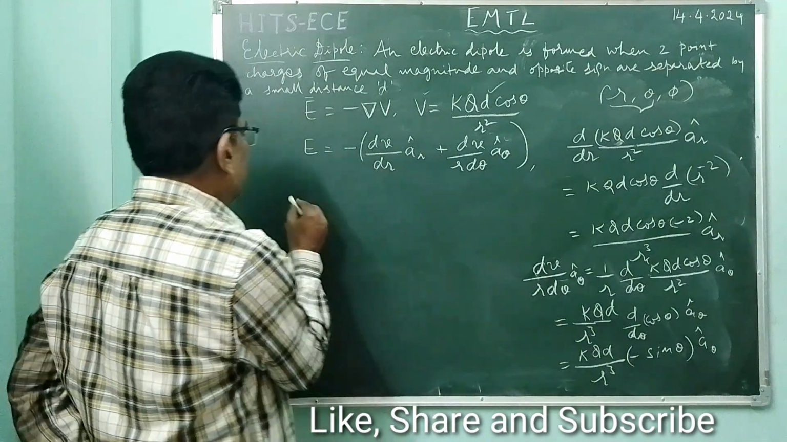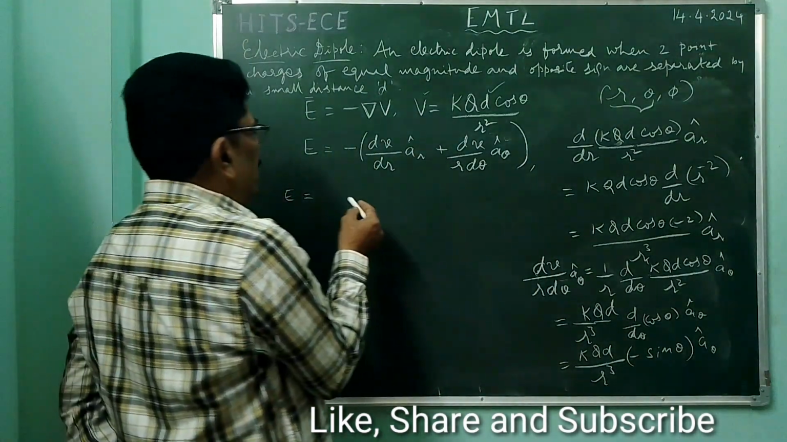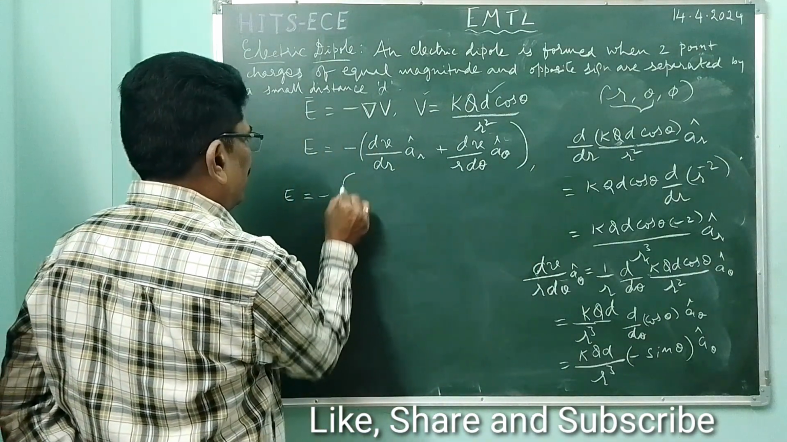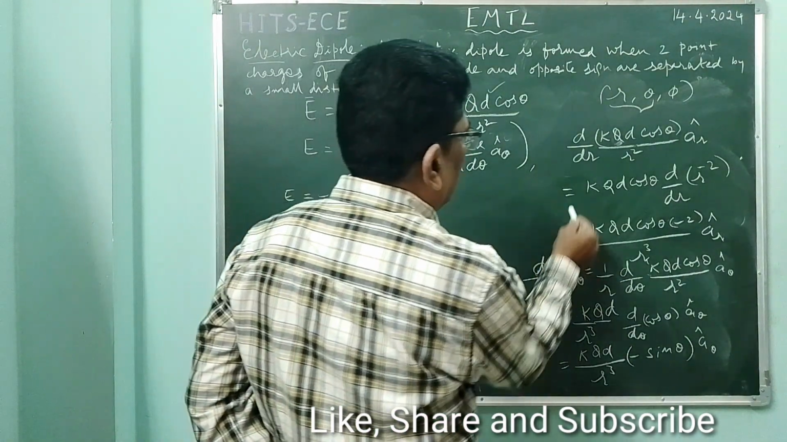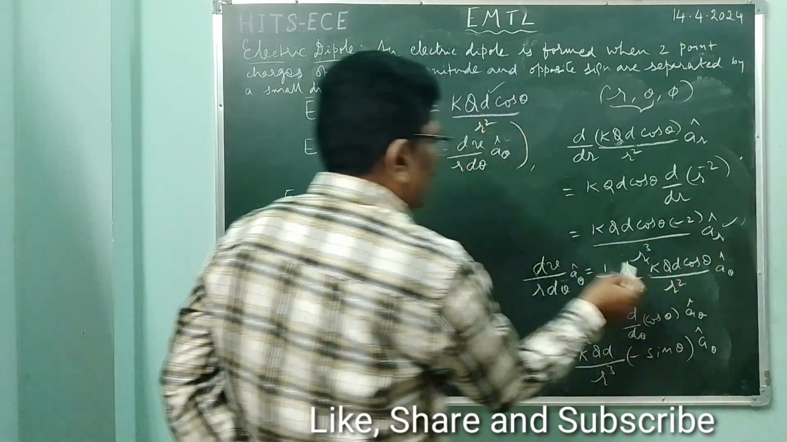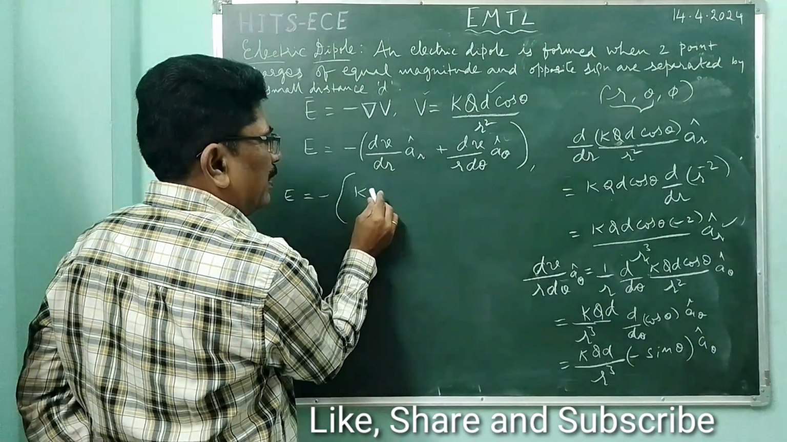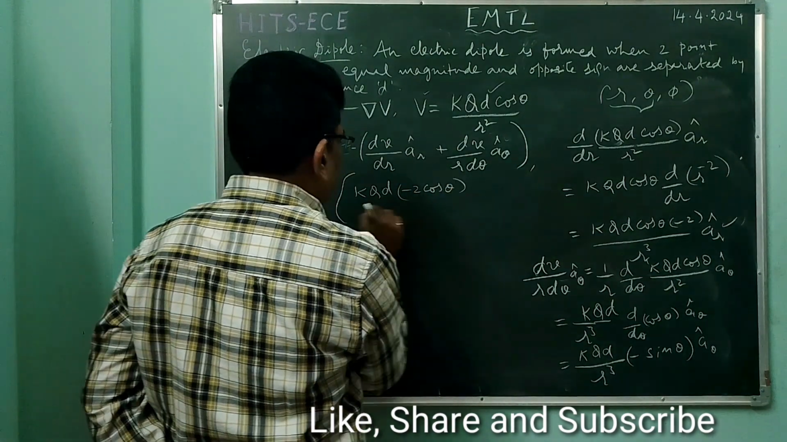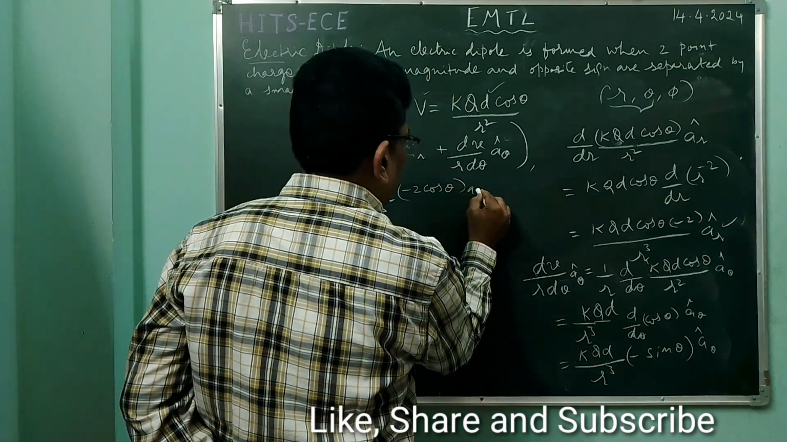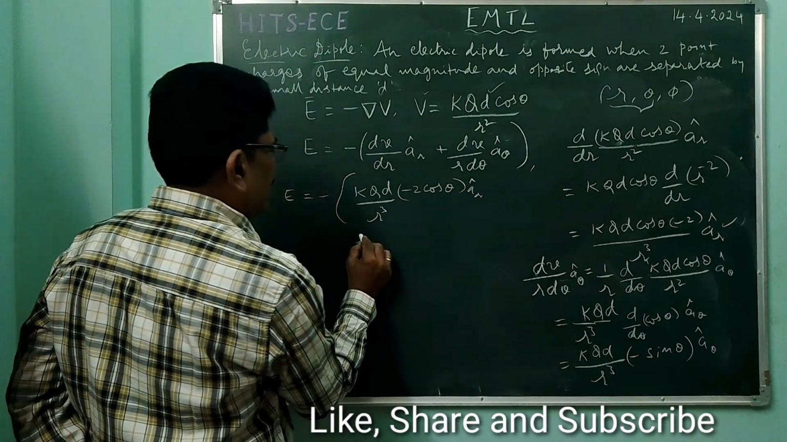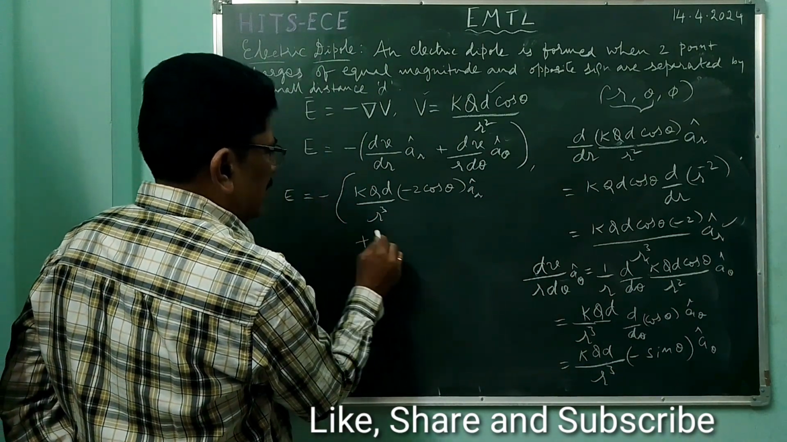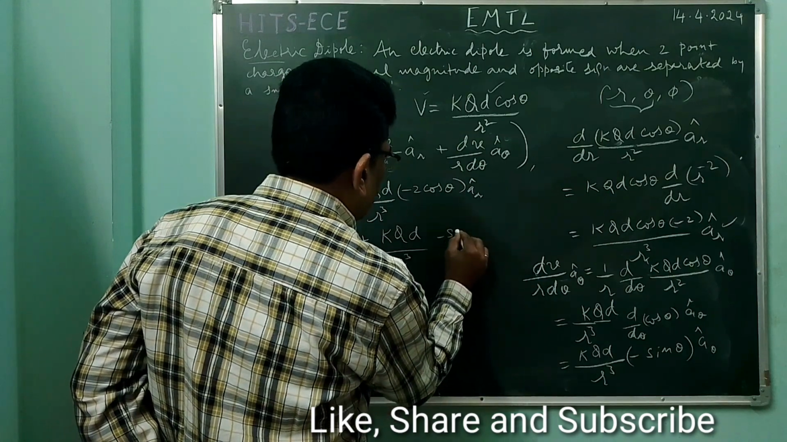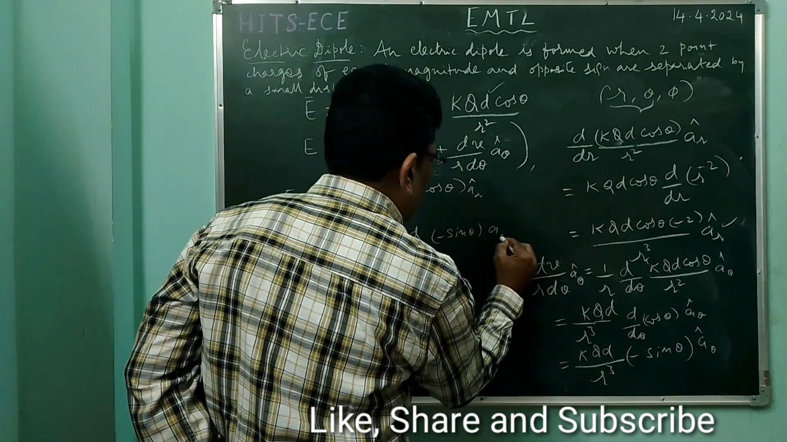Let us substitute these now in this expression. We will get E is equal to minus dV by dr. So it is equal to kqd times minus 2 cos theta by r cube into a r cap, plus k into qd by r cube into minus sin theta into a theta cap.